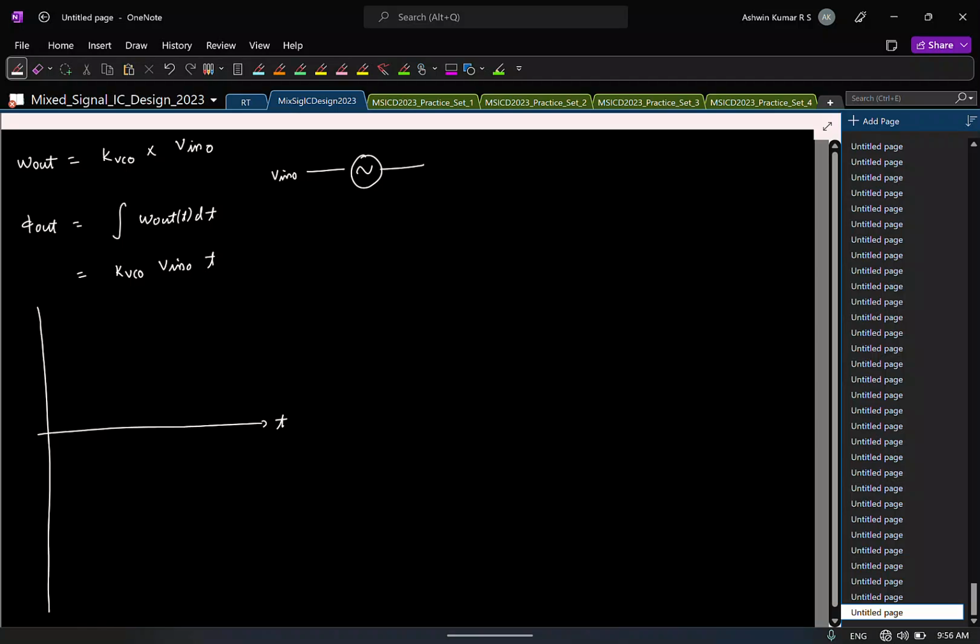So if I try to plot the phase here, this is time, this is my phi out of t. It's going to be linear like this. Let us say I mark these points where it crosses multiples of 2 pi. So what can you say about the corresponding time when it crosses 2 pi?